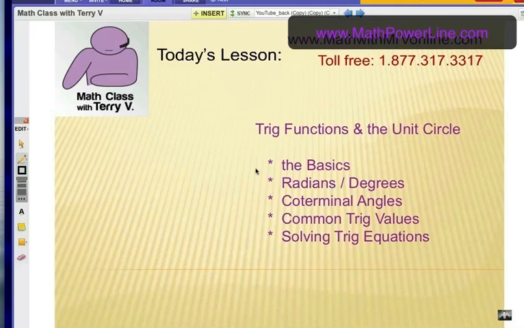We talked about just the basics of what the unit circle is and how the angles that are created are either in radians or degrees and how to go back and forth and convert. What a coterminal angle is, other names for the same angle in a positive or a negative direction. How to find common trig values at certain angles around the unit circle, and then solving trig equations.